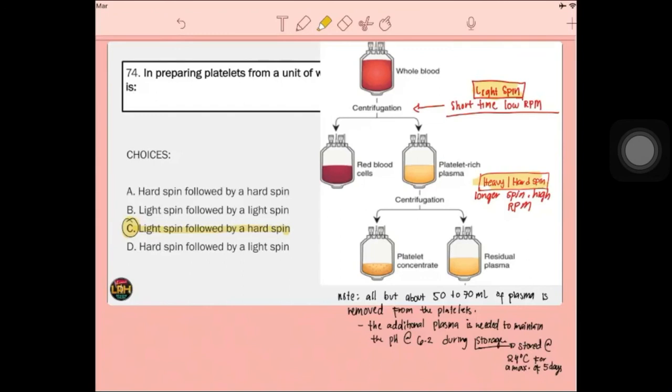What is left in the platelet concentrate is needed to maintain the pH of our platelet concentrate at 6.2 during storage. And remember, the storage for platelet concentrate requires 24 degrees centigrade, and that will ensure storage for a maximum of 5 days. So again, number 74, the correct answer is light spin followed by a hard spin, letter C.